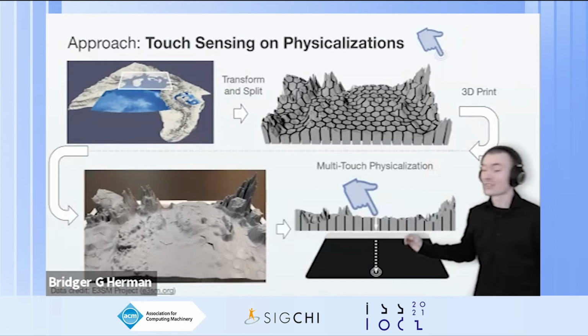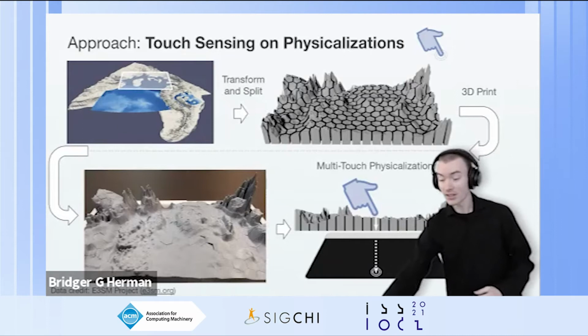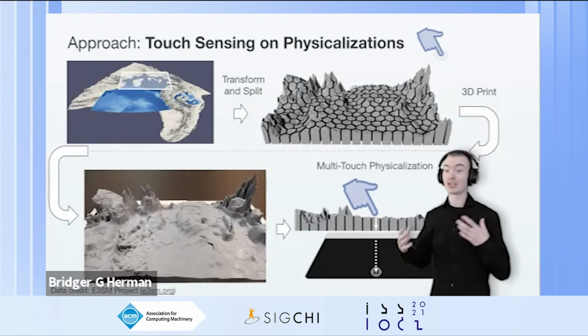we place this physicalization on top of a force sensing tablet, such as the Samsel Morph. And this allows us to react to the user's touch in the digital world to actually make changes to our AR visualization.